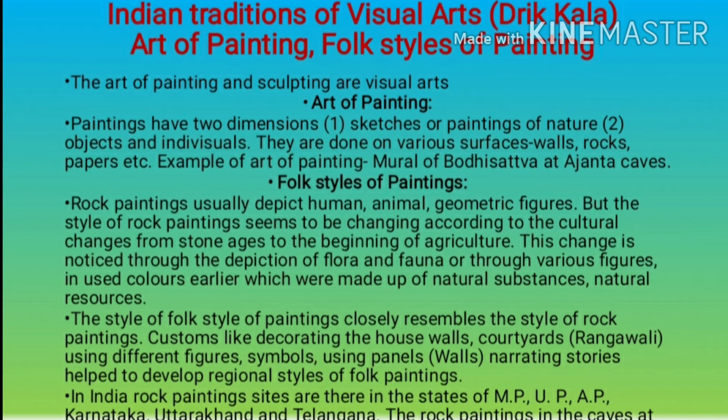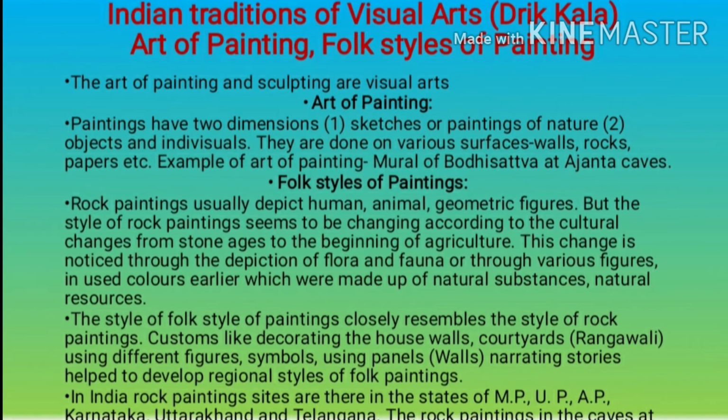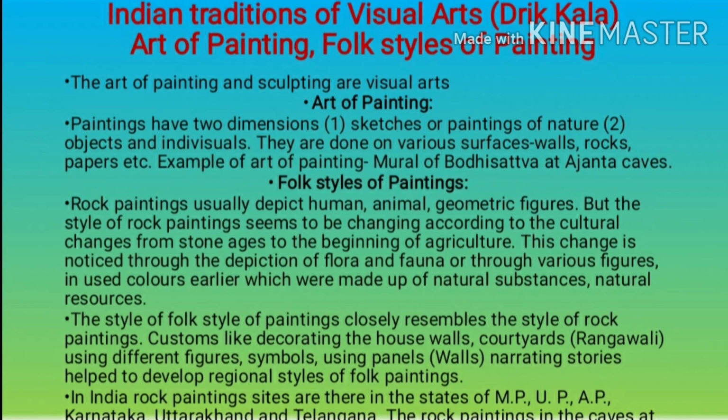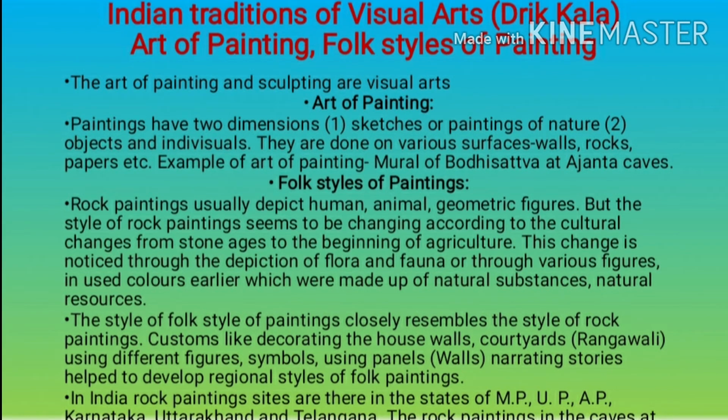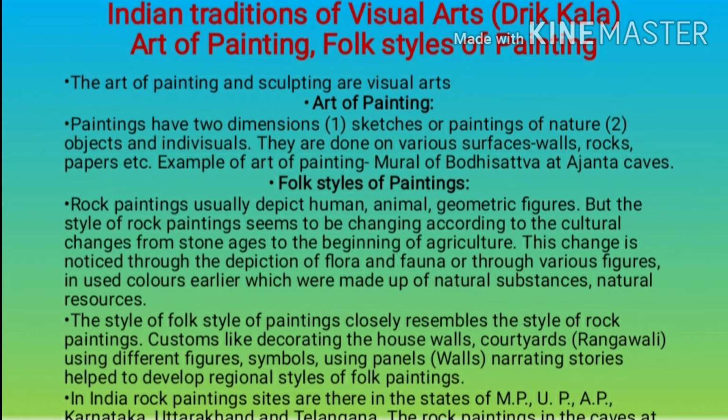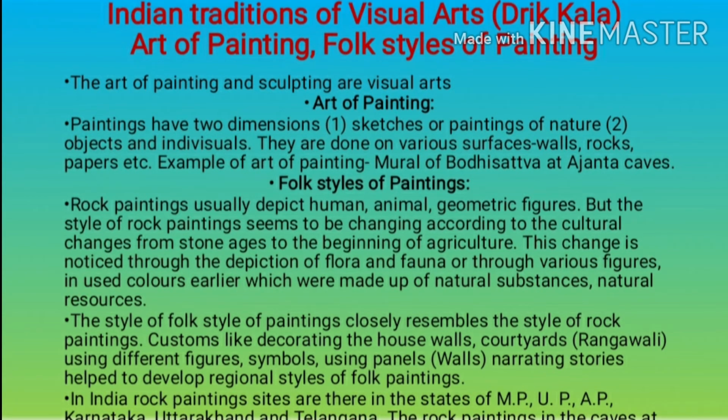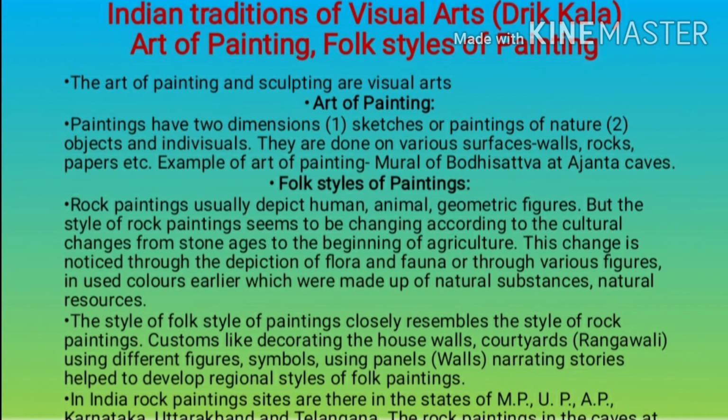Now we will learn about folk styles of paintings. Rock paintings usually depict human figures, animals, and geometric figures, but the style of rock paintings seems to change according to the change of time, according to the cultural changes from the Stone Ages to the beginning of agriculture. And this change has been noticed through the depiction of flora, fauna, various figures, even the colors that were used earlier, which were made up of natural substances and resources.